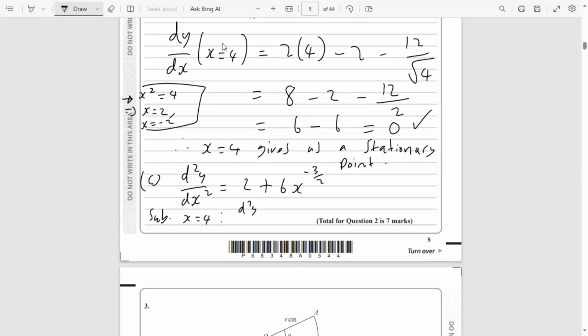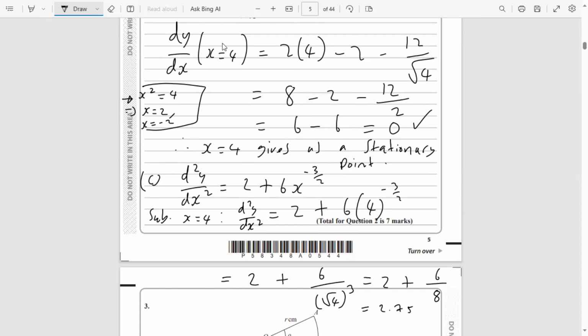So we get d2y over dx squared is equal to 2, plus 6 times 4 to the power of minus 3 over 2. Now, as we said in part 2 of part A of the question, I'm just going to write this down here because I'm running out of room. This is the same as 2 plus 6 over the square root of 4 to the power of 3. So this is going to be 2 plus 6 over square root of 4, which is 2. 2 cubed is 8, so we get 8 there. So we've got 2 plus 6 over 8. 6 over 8 is 3 over 4, which is 0.75. So we're going to get 2.75.